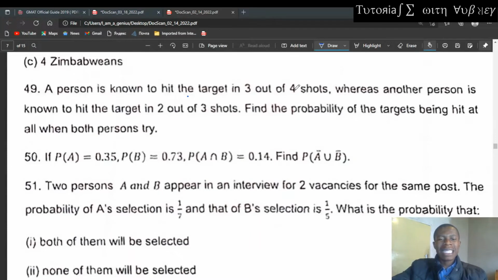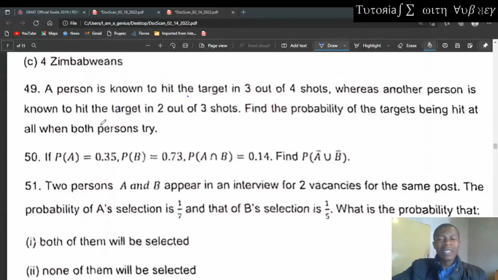When one person is given 4 bullets, out of the 4 bullets, he will use 3 bullets which are going to hit the target. Or in other words, the person will miss 1 shot out of the 4 shots he has. The other person, when he is given 3 shots to hit a target, he will hit 2, meaning he will also miss 1. Now they are asking us the chances that the target will be hit by both people.